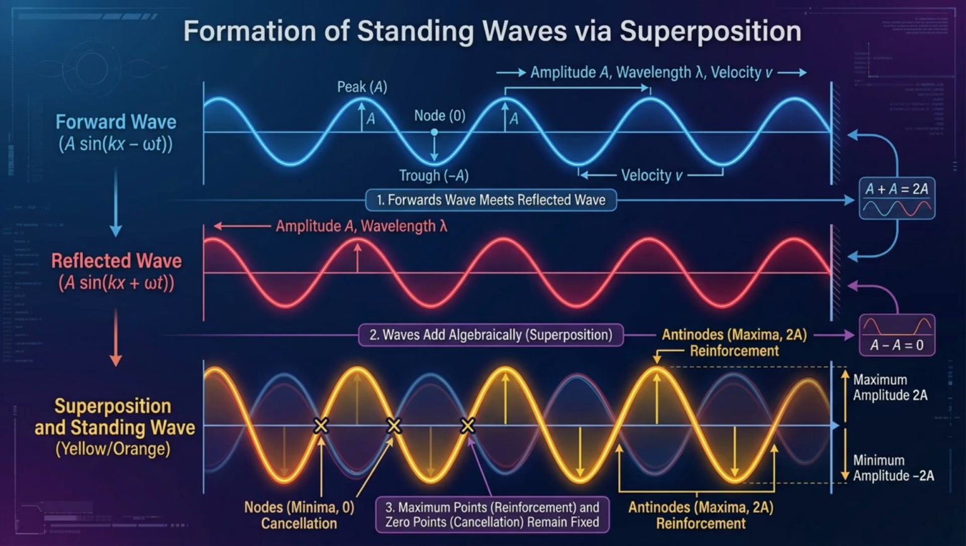Mathematically, standing waves occur because the amplitudes of the forward and reflected waves add together according to the principle of superposition. Where the waves reinforce each other, maxima are created. Where they oppose each other, minima are formed. This produces the characteristic standing wave pattern.